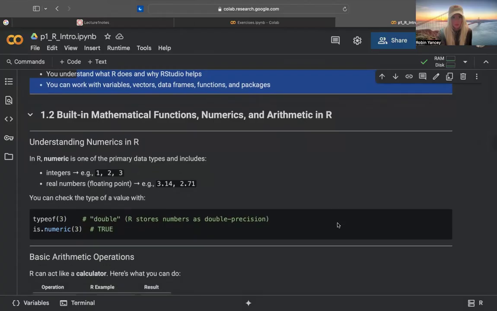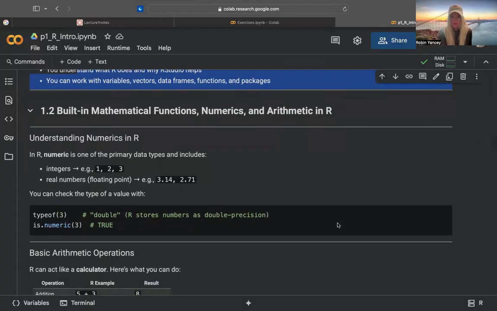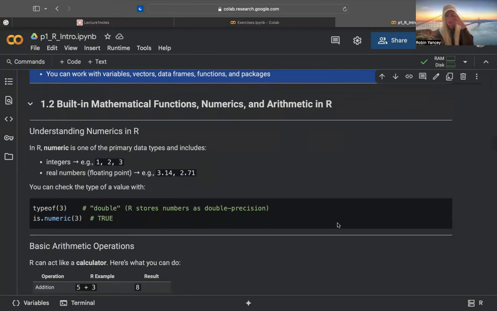Hi everyone. Okay, now I'm going to go over section 1.2. Built-in mathematical functions, numerics, and arithmetic in R.